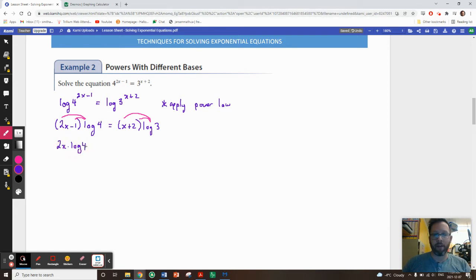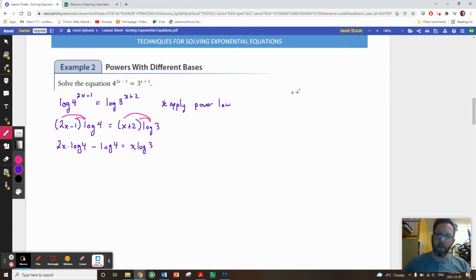Now, normally we write the numbers out front. Personal preference for me is to write my log at the end. That's just how I feel comfortable. But you could say 2 log 4 times x, or like I did, 2x times log 4. Then we have minus log 4 equals, I like writing x log 3.